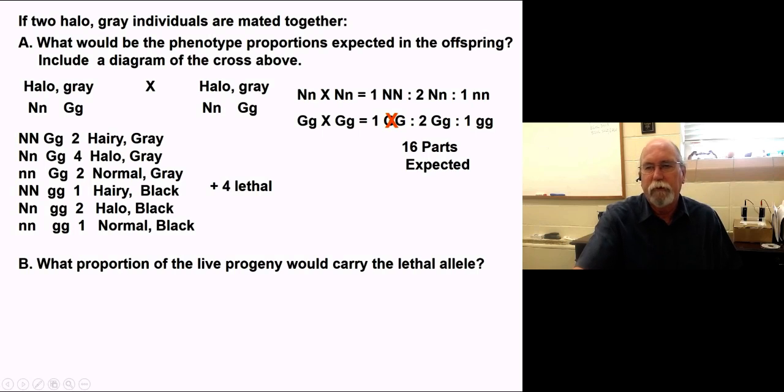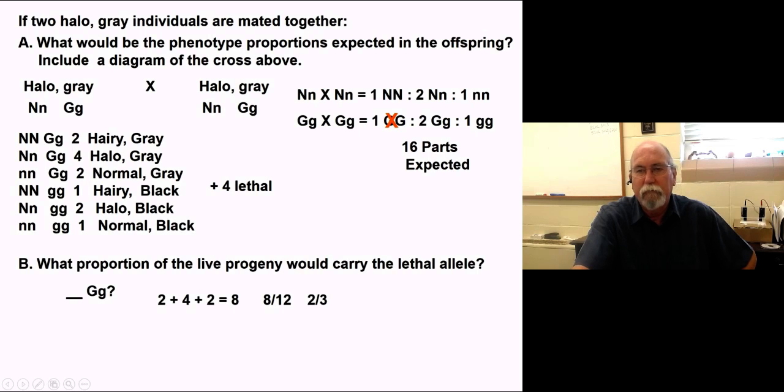What proportion of the live progeny, and read these very carefully, carry the lethal allele? In other words, how many of them have a big G? Of the live progeny. So you're only worried about this pile right here, okay? You don't have to worry about lethals at this moment. So that's got a big G, that's got a big G, that's got a big G. I would add 2 plus 2, 4 plus 2 up, okay?